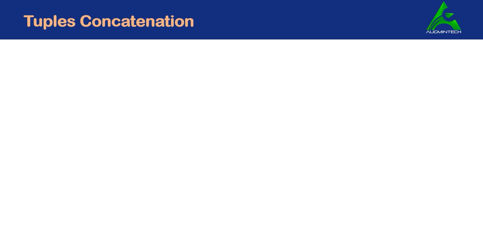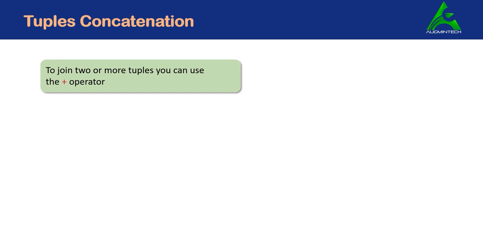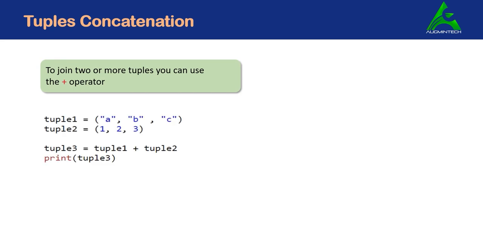Now let's see tuple concatenation. Concatenation is joining, combining, or adding tuples. To join two or more tuples, we can make use of the plus operator. So plus here is the concatenation operator that is going to join two tuples.